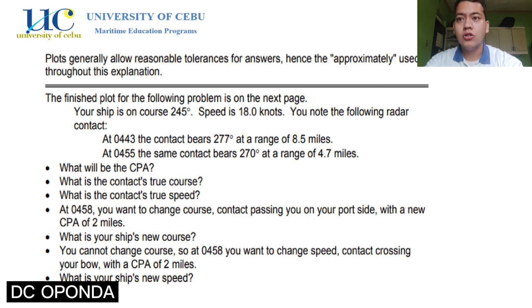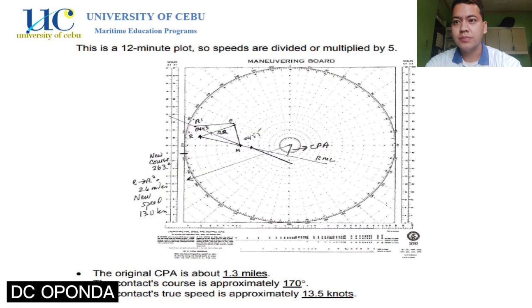Your ship is on course 245 degrees, speed is 18 knots. You note the following radar contact. At 0443, the contact bears 277 degrees at a range of 8.5 miles. At 0455, the same contact bears 270 degrees at a range of 4.7 miles. So we aim to answer the following questions.